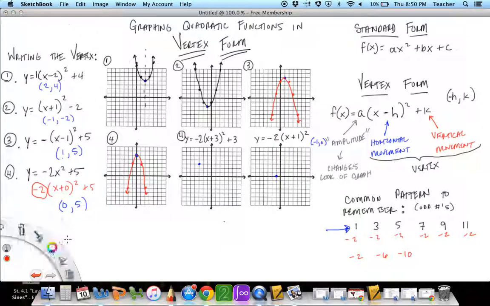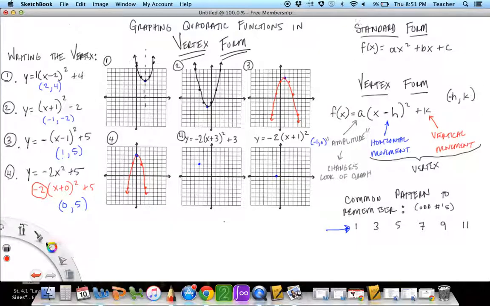All right, so take a moment and see if you can graph this particular function. It's on the back page on number 4. So press pause real quick and then we will check this answer to make sure you are correct.